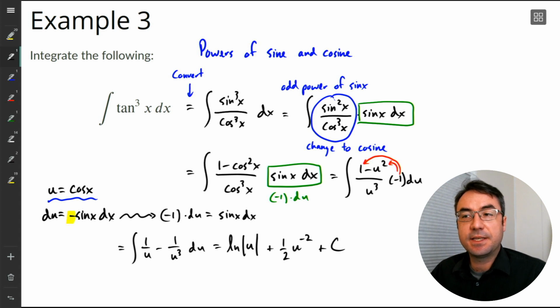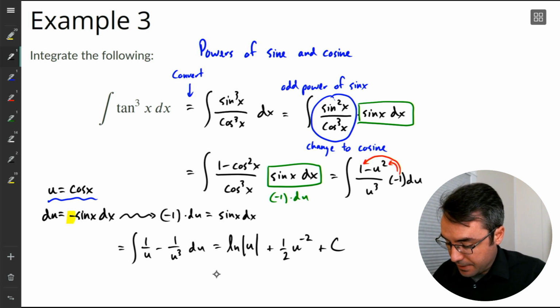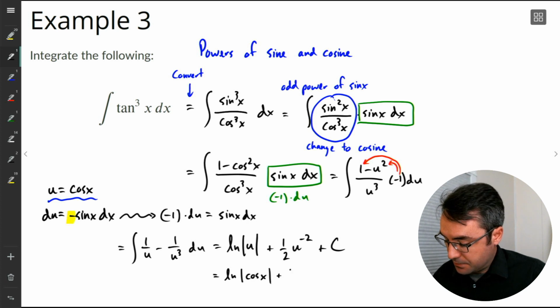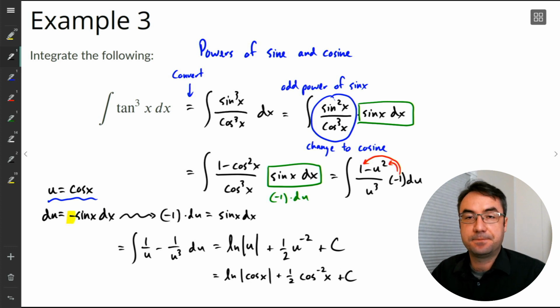And then the very last thing we need to do is just convert back to x. So we have our antiderivative here, and we just want to convert back to x. So we're going to get natural log of absolute value cosine x plus 1/2 cosine raised to the -2x plus c.